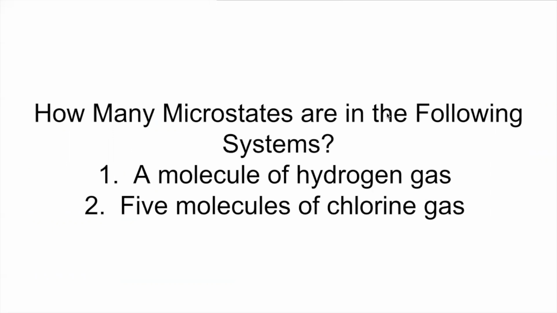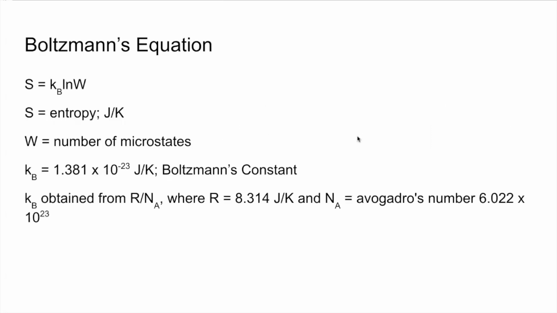A microstate is defined as a unique arrangement of molecules or particles. In other words, each snapshot of a molecule in one particular moment is one microstate. To solve this problem, we use Boltzmann's equation. Boltzmann theorized that the entropy of a system was related to the number of different ways particles could be arranged. Boltzmann's equation is written here.